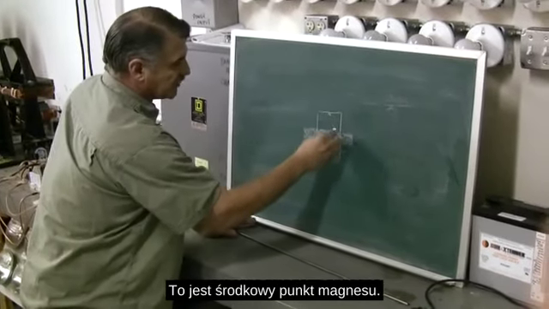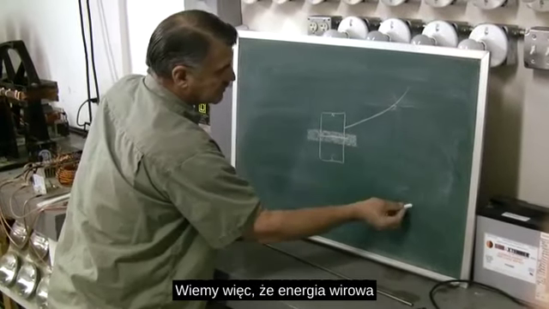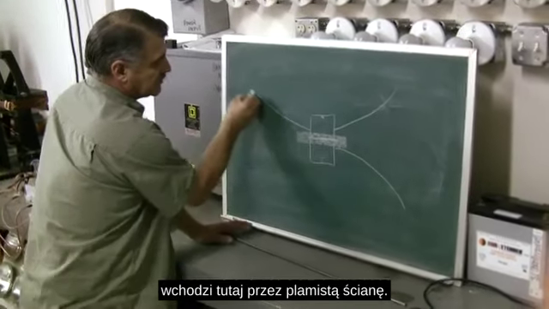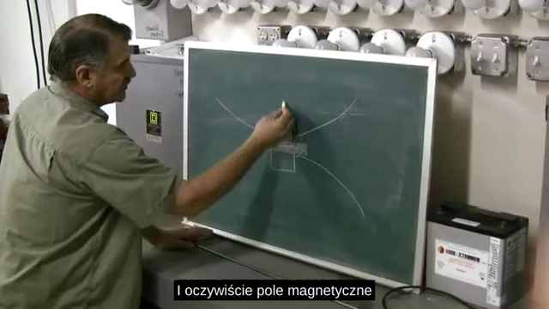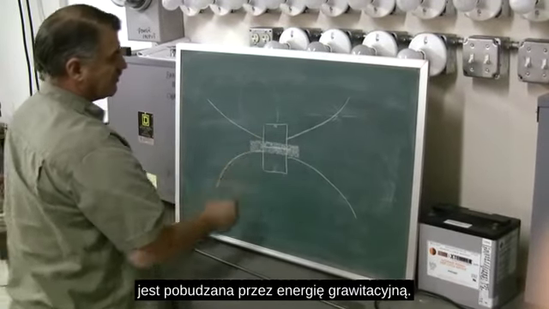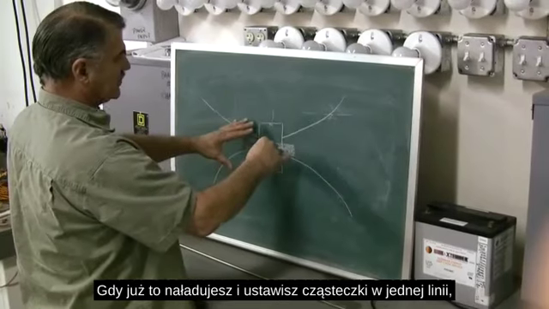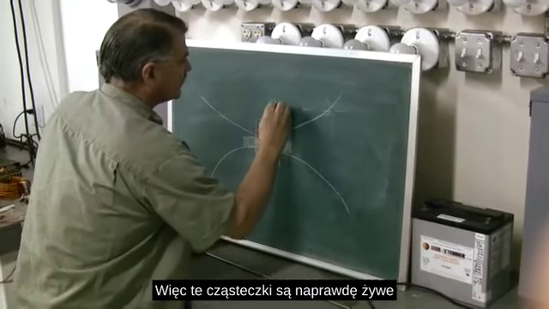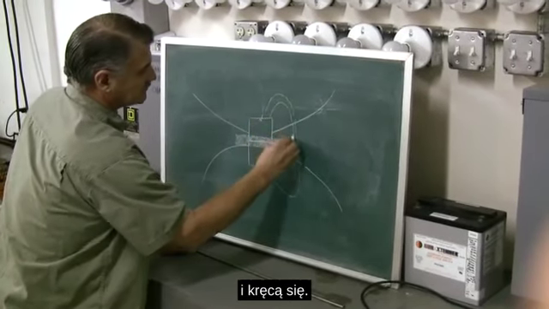This is the center point of the magnet. So we know that the vortex energy is entering in here at the blotch wall. And then of course the magnetic field is being incited by the gravitational energy. Once you charge this and you align the particles, this thing continues to spin. So these particles are really alive and they're spinning.